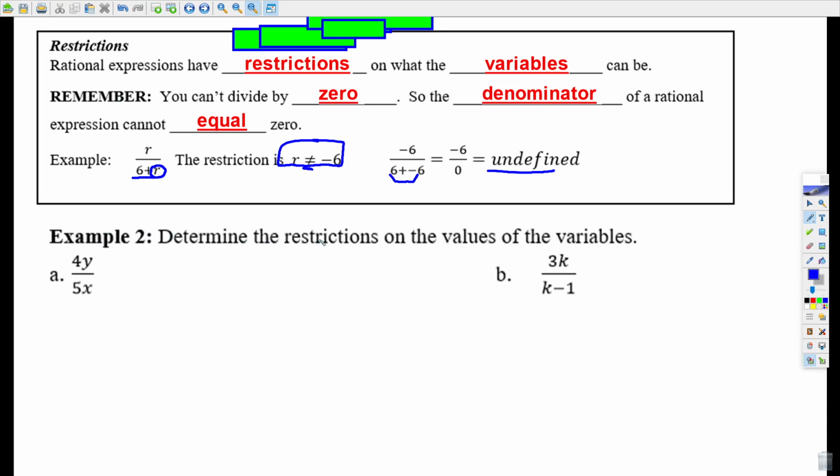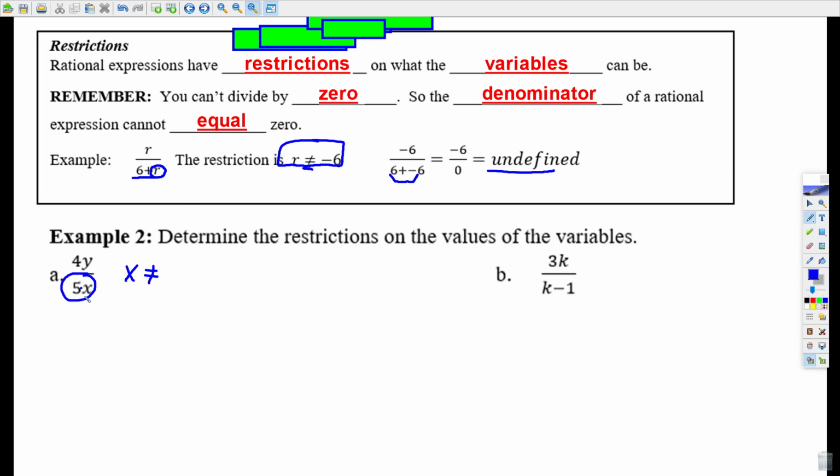So example 2, determine the restrictions on the values of the variables. I don't really care what's in the numerator. All we care about is the denominator, right? We look at the bottom and say, okay, 5 times x. We don't care about y. Y can be anything. You can have 0 on top, but we don't want the bottom to be 0. So what would be the restriction? I would say x cannot be equal to what number?